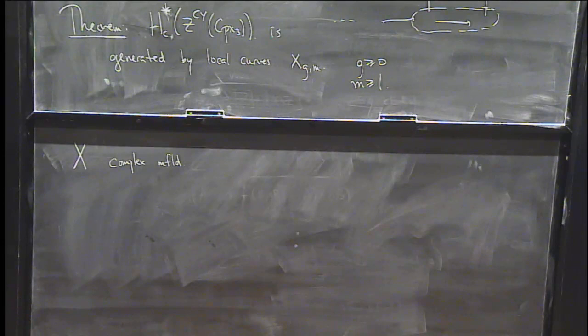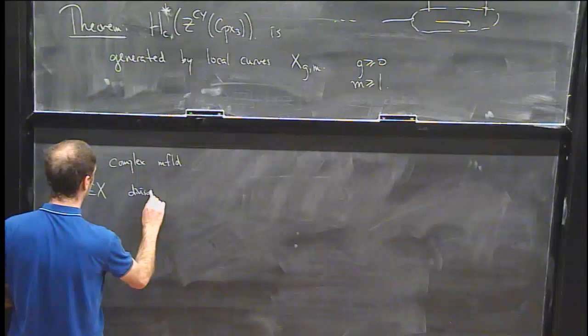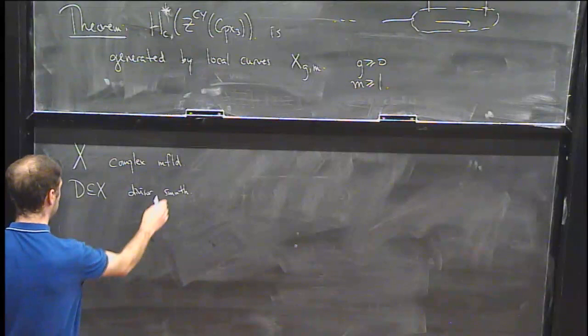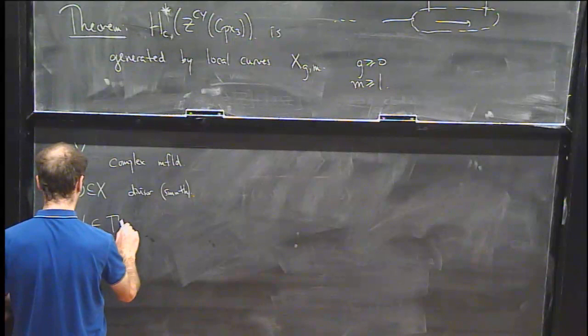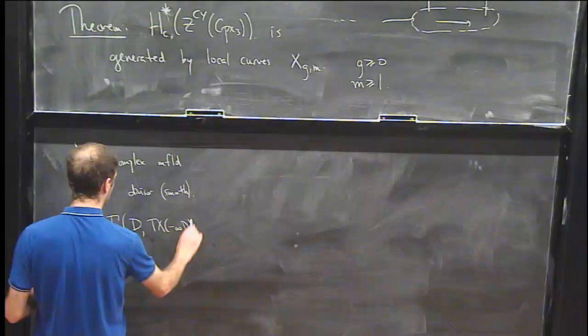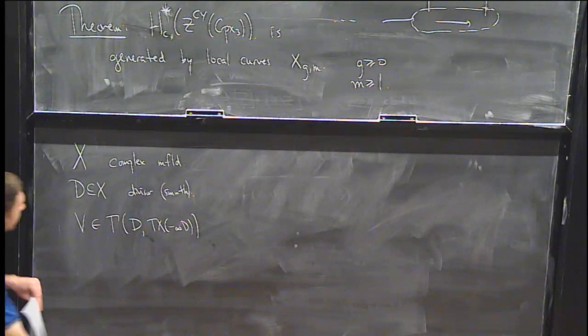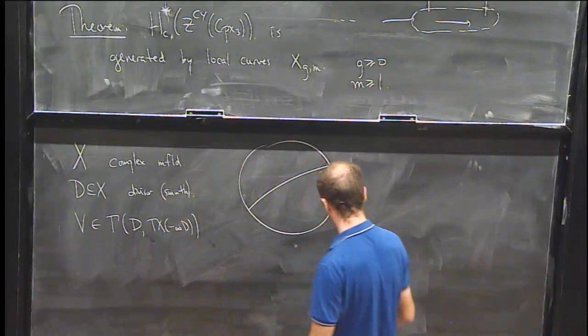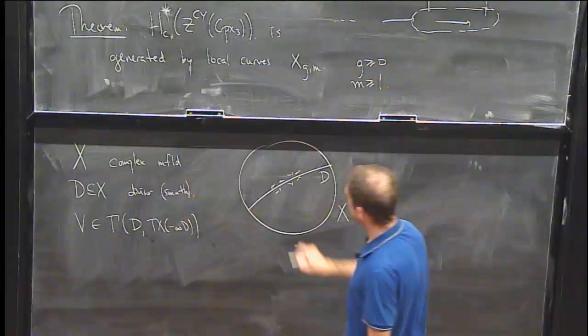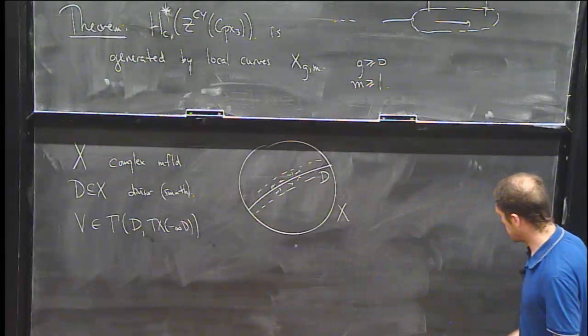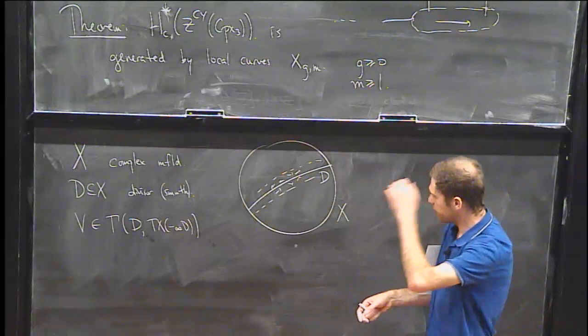Now, if we have a divisor, smooth divisor, and actually, it probably doesn't need to be smooth. Let's put that in parentheses. Suppose we have a vector field, which is defined in a neighborhood of D, and it's possibly singular along D. So here's X. Here's D, and then there's some vector field here, just defined in a neighborhood, and I allow some poles along D. That's okay. So what you can do is you can use the vector field to re-glue a neighborhood of D to the rest of X.